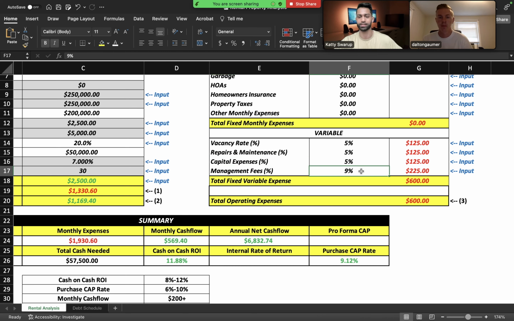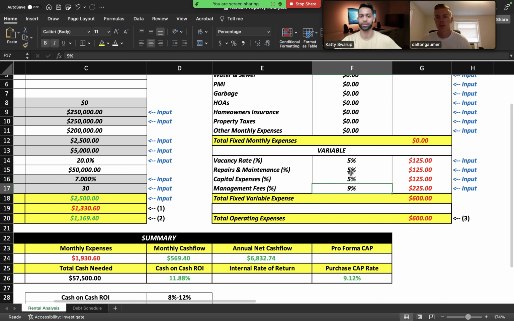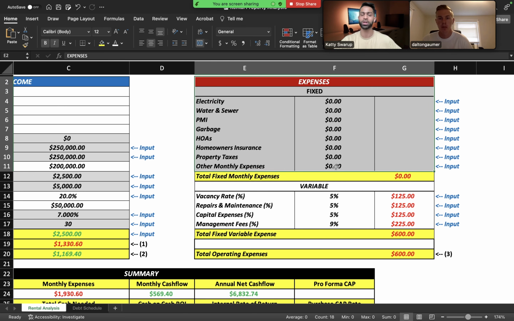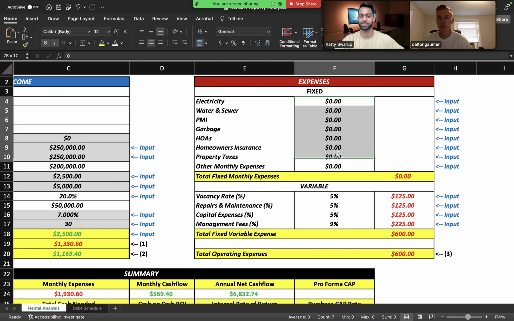A management fee, depending on the area and what services they're providing us, can vary anywhere between 6 to 12%. So I think 9% is pretty average over in Dallas, Texas. One of the things I wanted to point out is that these fixed expenses are throughout the life of the property, so they're almost always going to be there. People will always need all these utilities plus insurance plus property taxes. This will always be there.